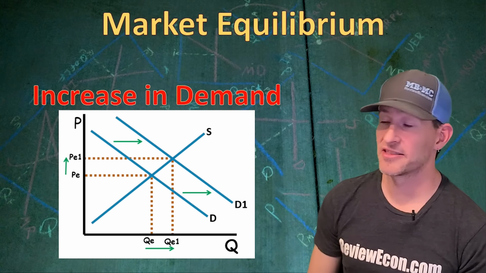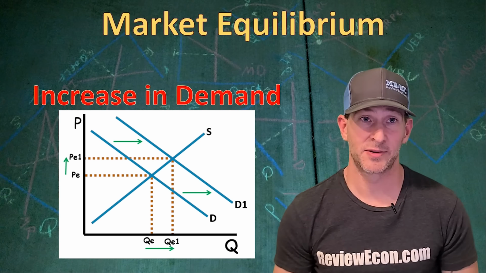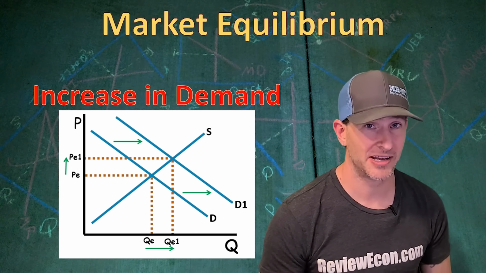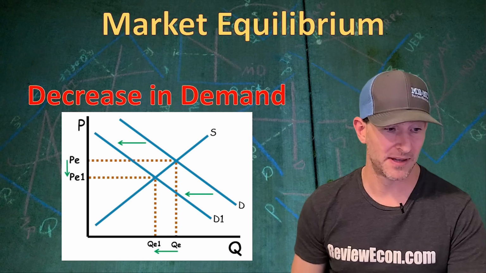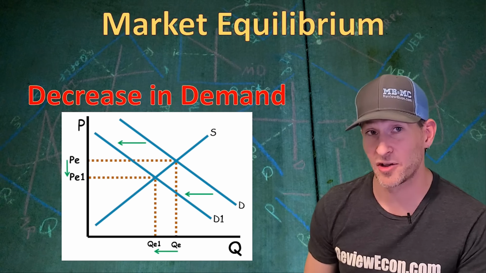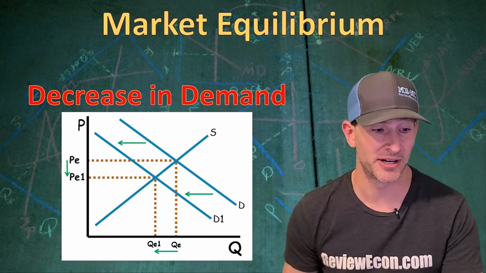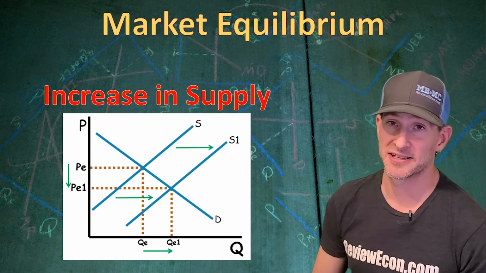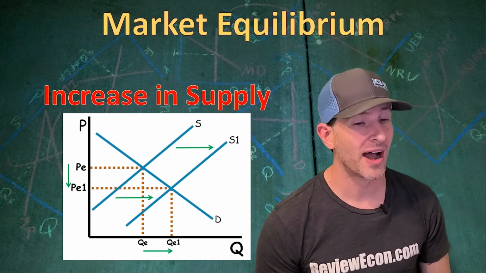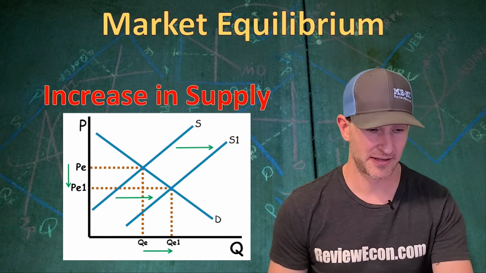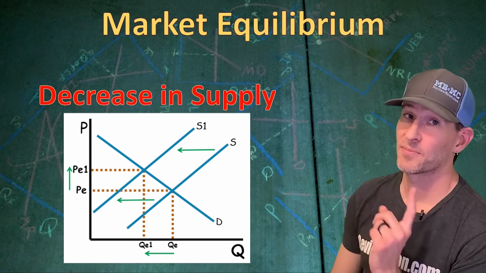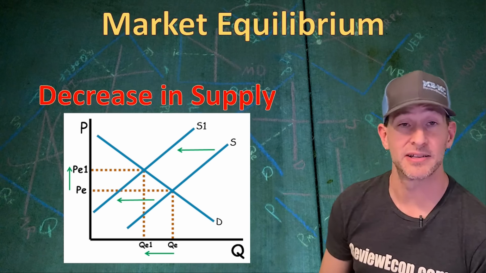If we have an increase in the demand within the market, that's going to cause the equilibrium price to go up and the equilibrium quantity to also go up. If we have a decrease in demand, both equilibrium price and quantity will decrease. If we have an increase in supply, then the price will fall and the quantity will increase. And with a decrease in supply, price is going to increase and quantity is going to decrease.